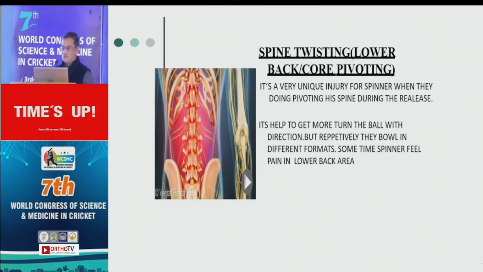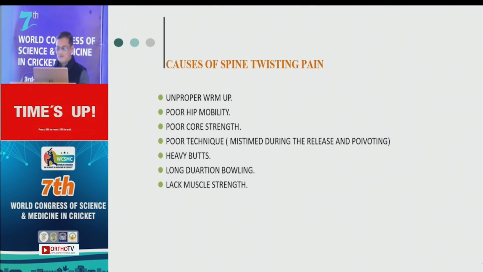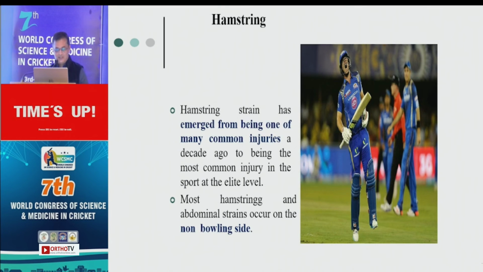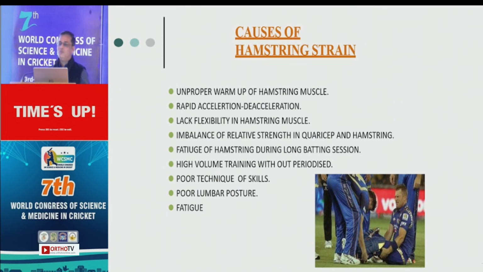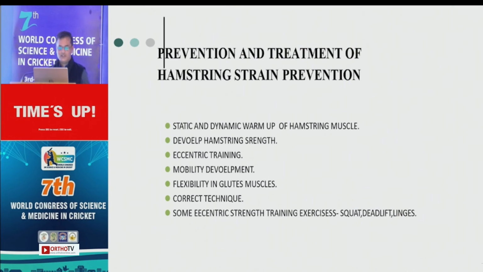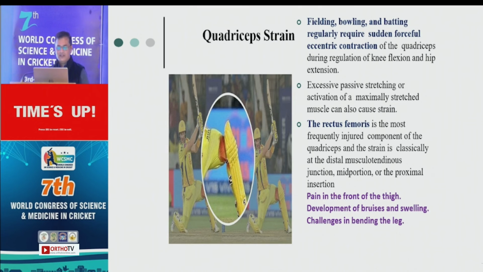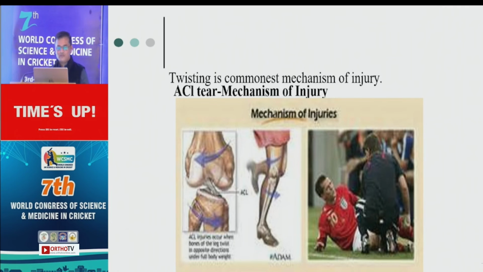So I think I have to skip some of the slides here. So this is the hamstring sprain. We all know non-bowling side is common. The hamstring gets sprained, very common when a batsman tries to do a run up and chances of jumping. Hamstring sprains are very common. Similarly, quadriceps strain. Quadriceps is the front muscle. We all know rectus femoris is the commonest muscle.